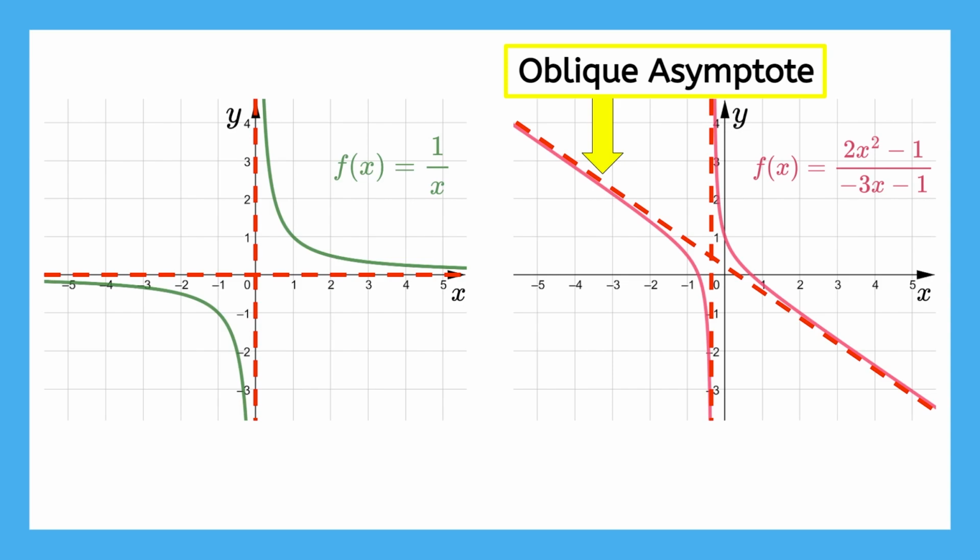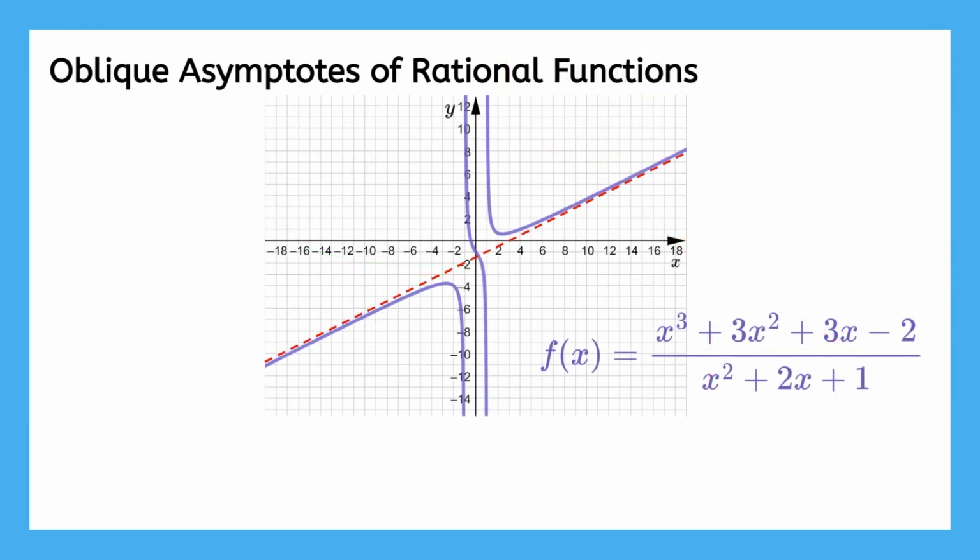This oblique asymptote serves a similar role to the horizontal asymptote in 1 over x. In both cases, as the function goes off to the left and right, it's getting closer and closer to that dashed line. An important note is that functions can cross their oblique asymptotes, just like how they can cross horizontal ones.